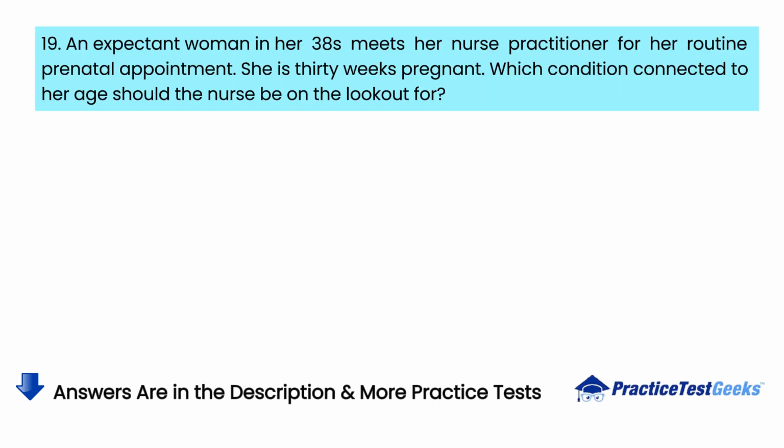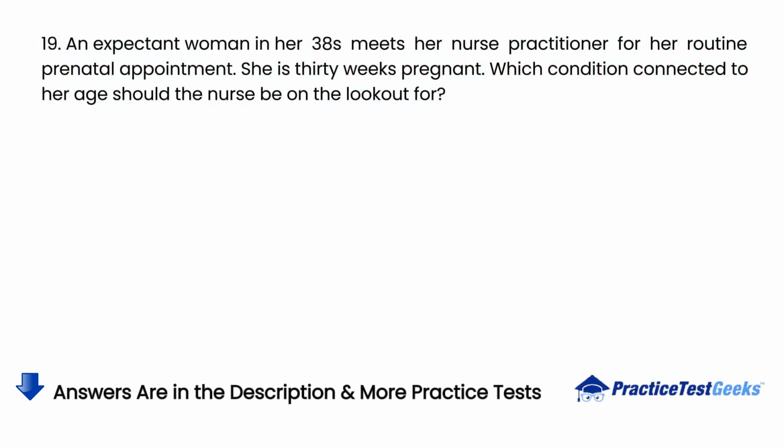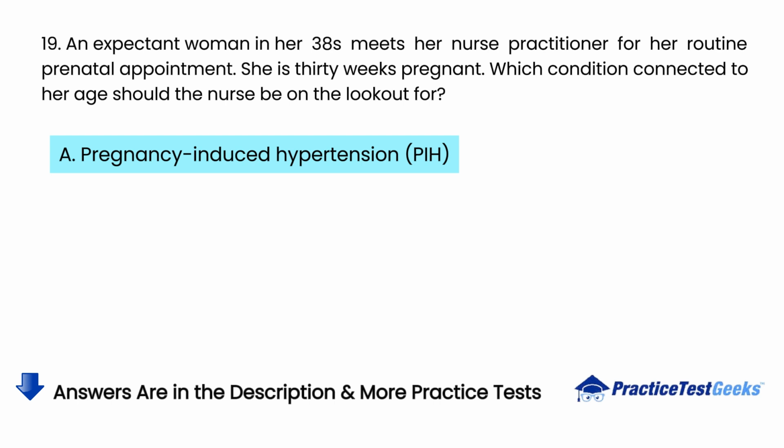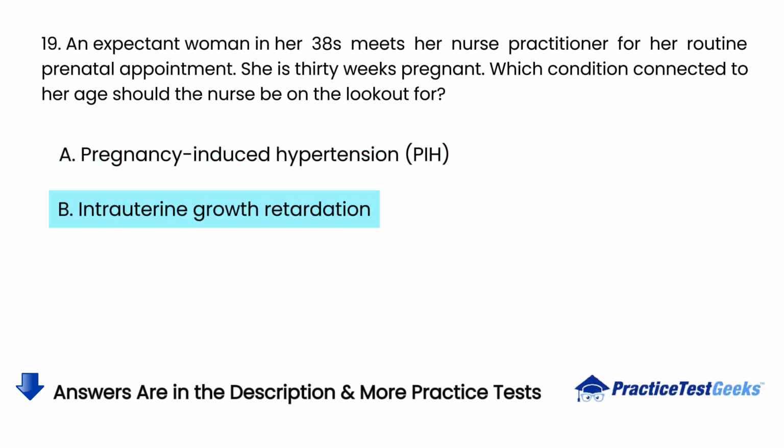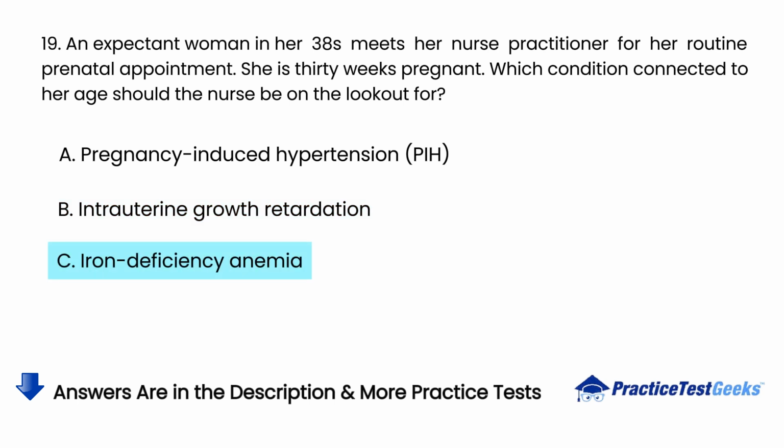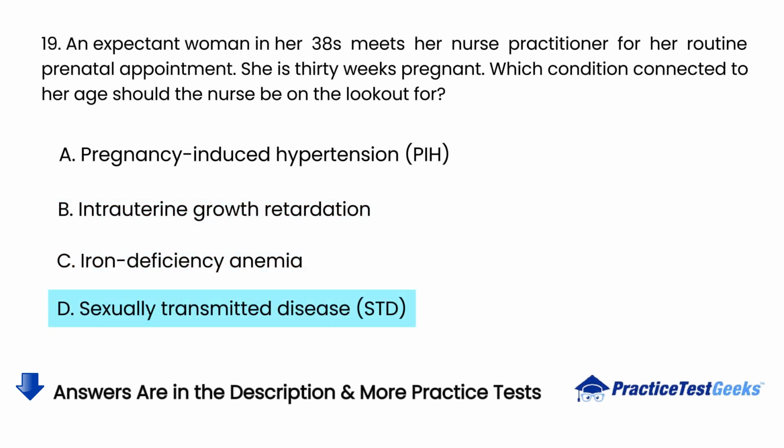An expectant woman in her 30s meets her nurse practitioner for her routine prenatal appointment. She is 30 weeks pregnant. Which condition connected to her age should the nurse be on the lookout for? A. Pregnancy-induced hypertension. B. Intrauterine growth retardation. C. Iron deficiency anemia. D. Sexually transmitted disease.